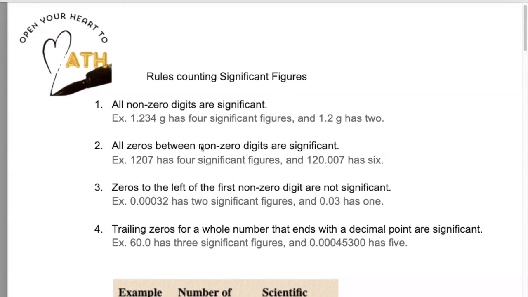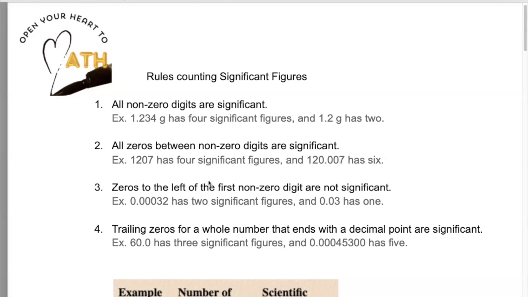Rule number 2, all zeros between non-zero digits are significant. So if you have a zero that's sandwiched between 2 different numbers, then it has to count. So 1,207, the 0 is between 2 and 7, so that has 4 sig figs. 120.007, all of those 3 zeros are sandwiched between 2 and 7. Therefore, all of them count. 1, 2, 3, 4, 5, 6 has 6 sig figs.